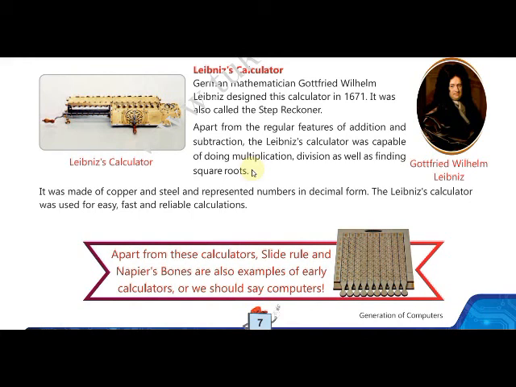All these things were possible with the abacus also, but how was it different from the abacus? One feature of this Leibniz calculator was finding square roots. Because of this, it also became more popular, and he made this calculator using copper and steel, to represent numbers in decimal form.